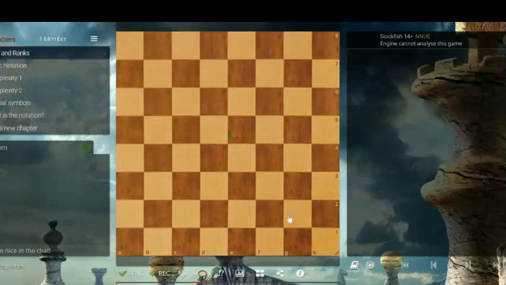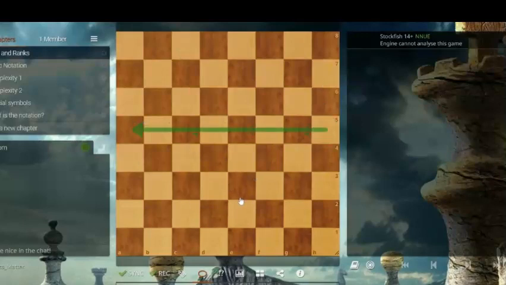But first of all, what are files and ranks? If we draw a vertical line along this chessboard, then this is known as a file. As you can see, all of these squares have C in them. They have C in common, such as C1, C2, C3, C4, C5, C6, C7, and C8. So that is known as a file, a vertical line along the board.